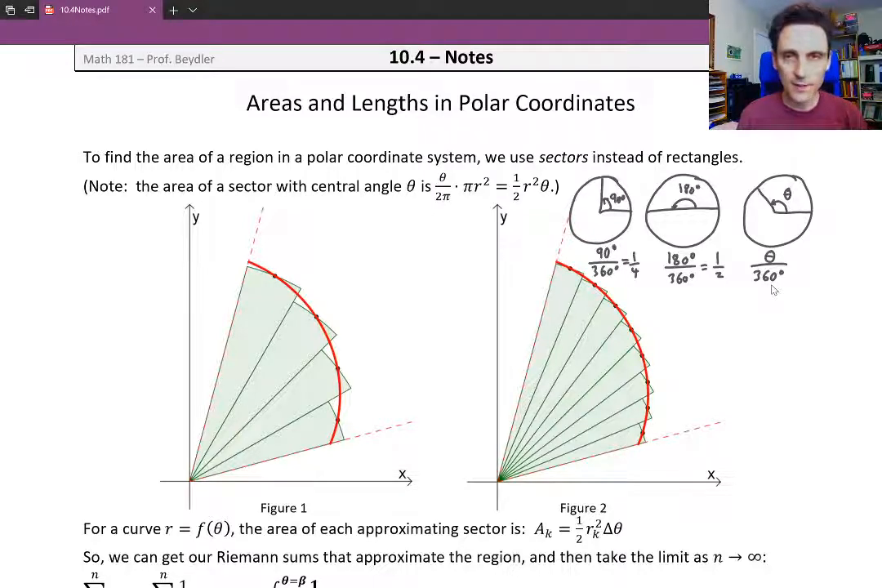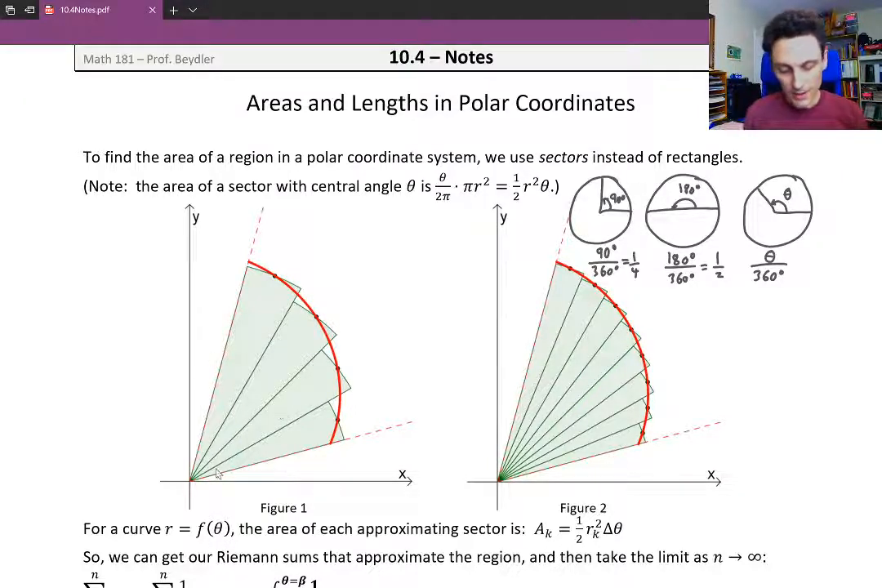Now, most of the time we're not going to be using degrees, we're going to be using radians. So the equivalent of 360 degrees in radians is 2 pi. So theta over 2 pi will represent the fraction of the full circle that the sector takes up. If we multiply that fraction by the total area of the circle, we get the area of just that sector with an angle of theta. Now if we simplify this, a couple of pi's cancel, we can write the over 2 as a half, and we get 1/2 r squared theta. This is the area of a sector.